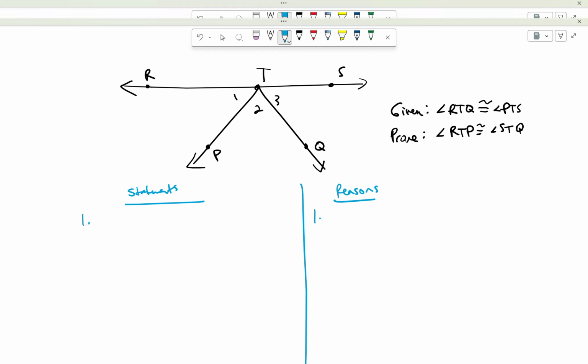All right. So how is this done? Well, what's given is that this whole thing, RTQ, which is the included angle, 1 and 2, is the same as PTS. That's how we're starting this. So how we start every single proof is we're going to restate what's given to us under statements: RTQ congruent to PTS, and that was given.